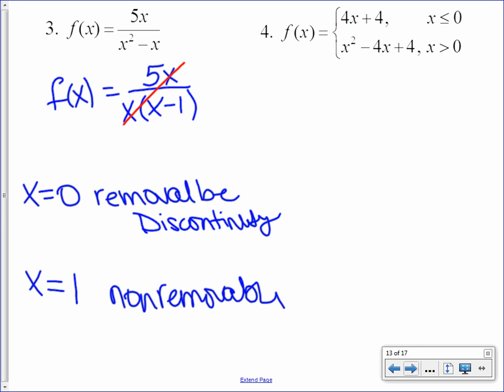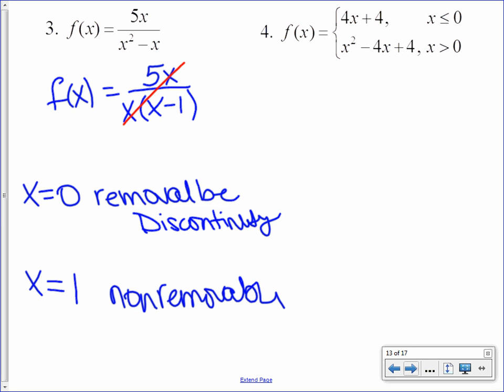Okay. So how do we know there's a hole or an asymptote looking at the rational function? Okay, if you have factors that cancel, we have a hole there. If your factor doesn't cancel, asymptote. Okay? Look at number 4.